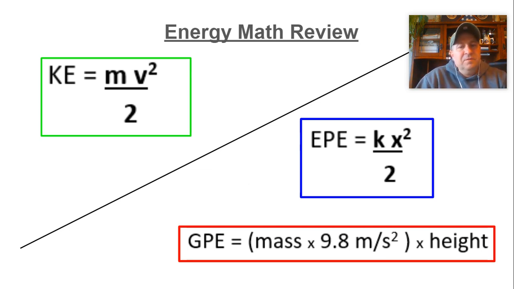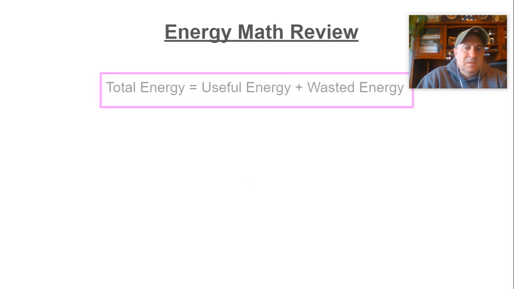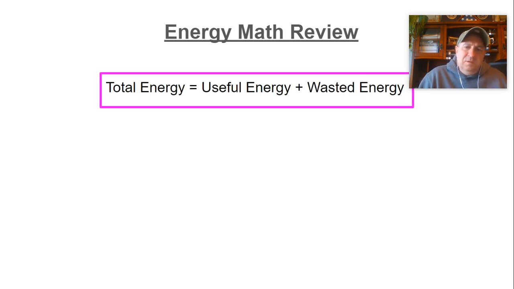So that was really it for energy. We have the kinetic, the elastic potential, and the gravitational potential. So moving on, we talked about the law of conservation of energy, and useful energy versus wasted energy, and efficiency.